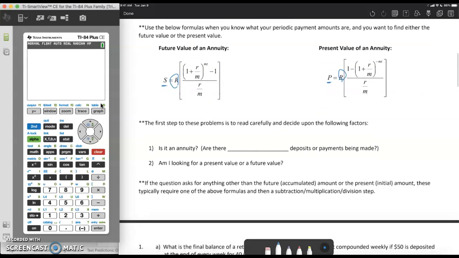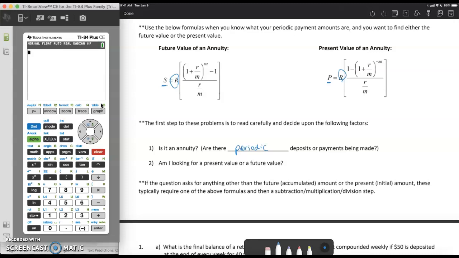The first step to these problems is always to read very carefully and decide upon the following factors. The first question is always, is this even an annuity? Are there periodic deposits or payments that are being made? If you can determine that, then we're in the annuity world, not in the regular compound interest world. Then you want to ask yourself, am I looking for a present value or a future value? Because that will determine which one of these versions of the formulas you want to use.